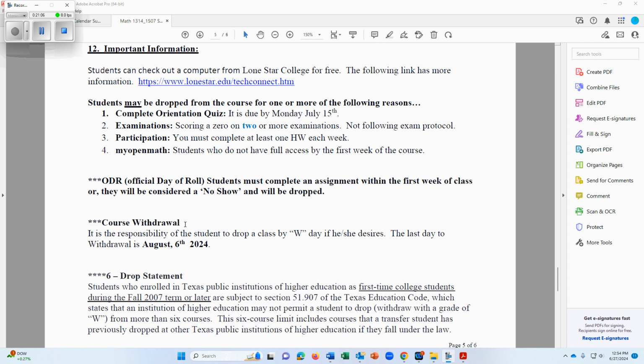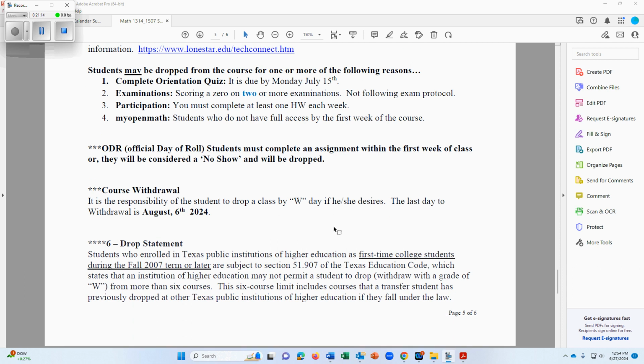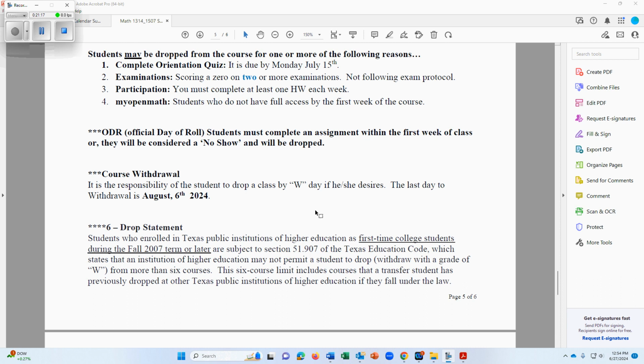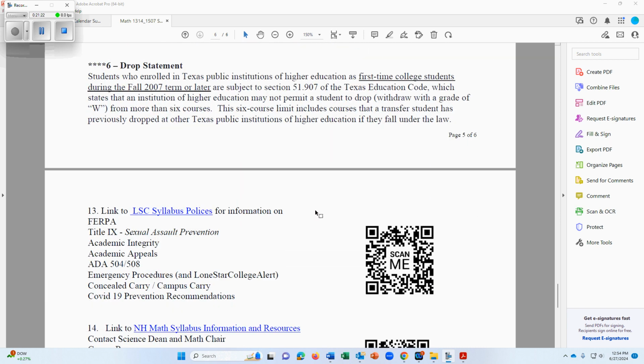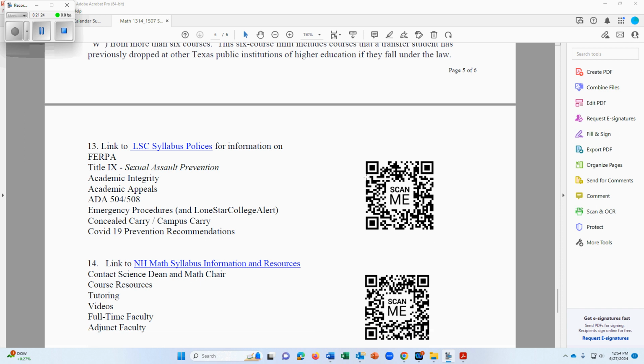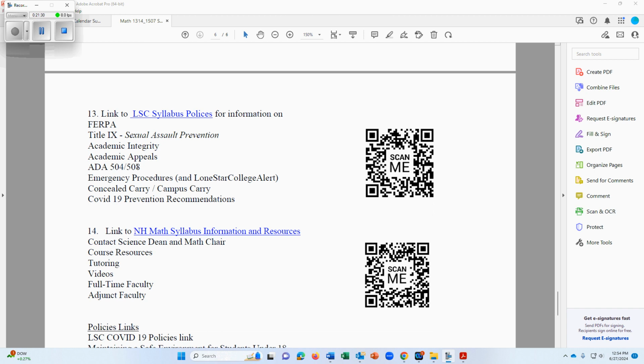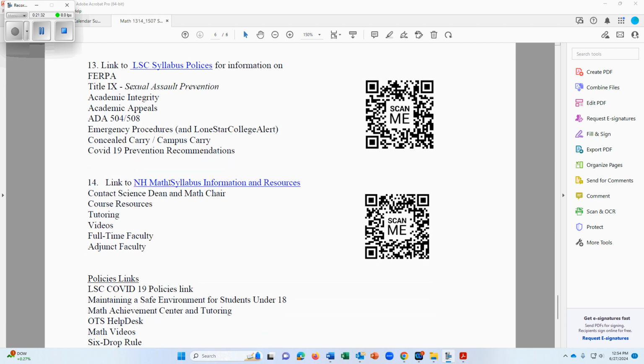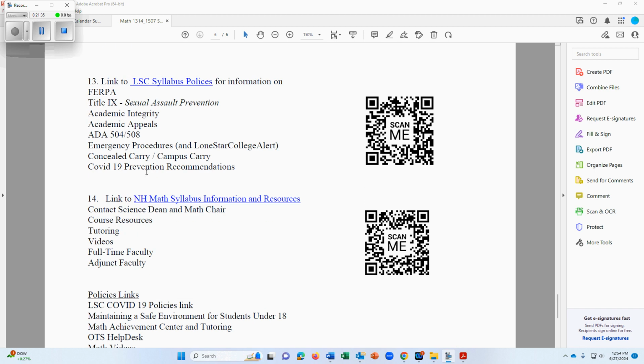Important date, withdrawal date. If, for whatever reason, you had to withdraw, the last day to do that would be August 6th. And then some of this other stuff is just standard. You're going to see this on every syllabus at Lone Star, the drop policy, the 6-drop policy. Here are some QRs that you can look up this stuff. Once again, this is pretty much on every syllabus you're going to see at Lone Star. The one that I will point out is the ADA, Americans with Disability Act. If you have any accommodations, just be sure to make me aware of those so that I can honor those.